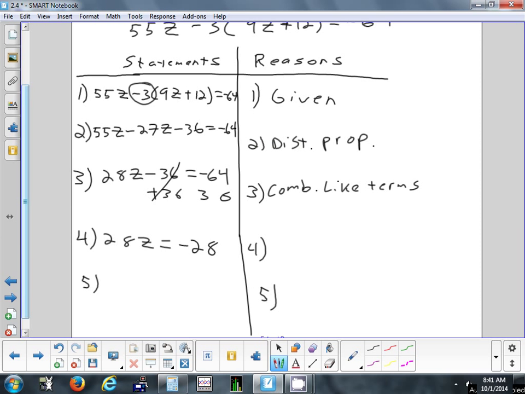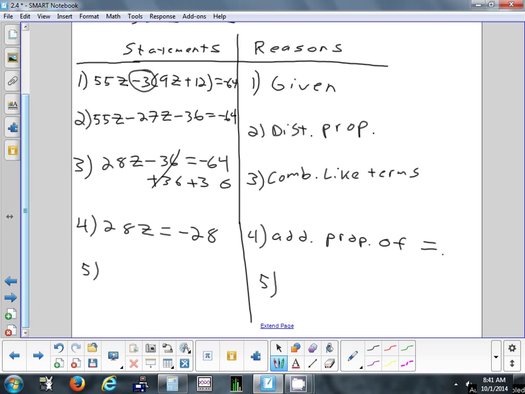Ian, what's the name of that property? The addition property. Yep, addition property. Good. Addition property of equality. And now we just have 1 step left. Jacob, what would be my last step? Divide by 28 on each side.